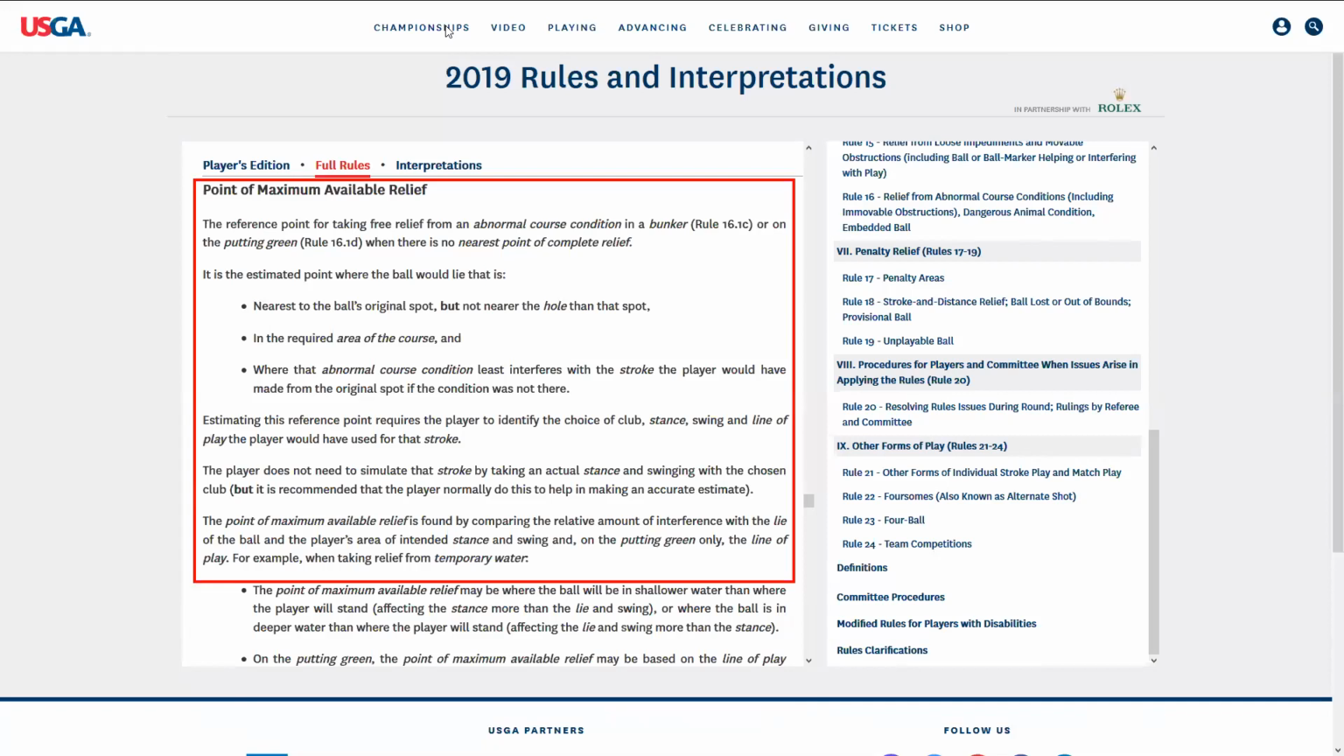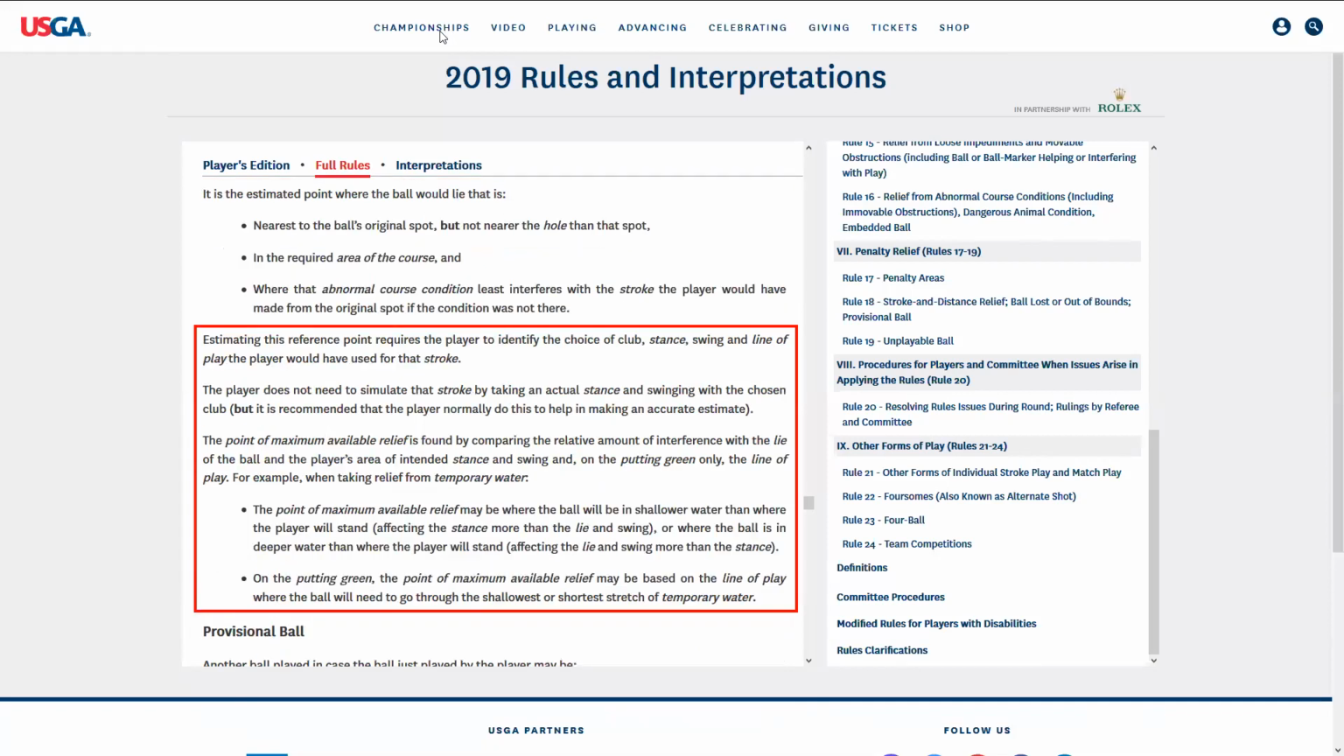Top of the next page, those are the same two paragraphs that are on the nearest point of relief. In estimating the reference point, you're required to identify the club. The next paragraph says you do not have to actually go through the simulation. The point of maximum available relief is found by comparing the relative amount of interference with the lie of the ball and the player's area of intended stance. On the putting green, only the line of play.